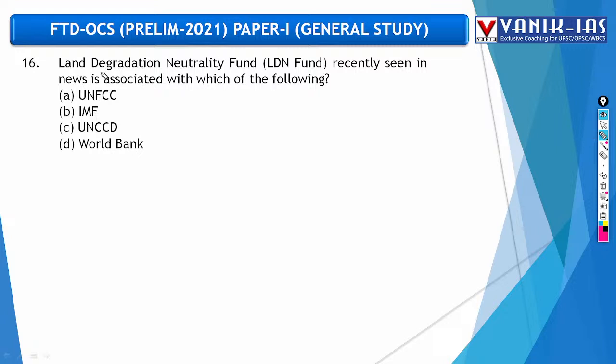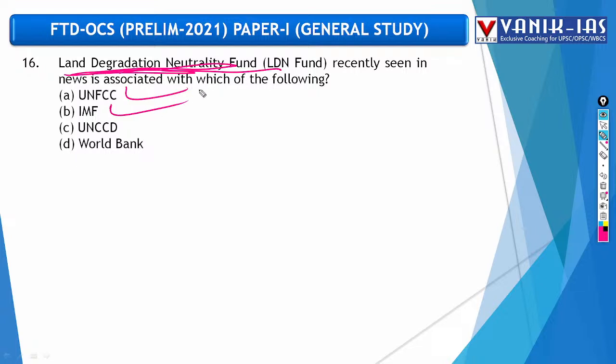Land Degradation Neutrality Fund is related to revamping of degraded land. Recently seen in the news, it is associated with which of the following? Obviously, it is not UNFCCC, the United Nations Framework Convention on Climate Change. That will overall address the problem of climate change, but the question is not regarding climate change. It is regarding land degradation.